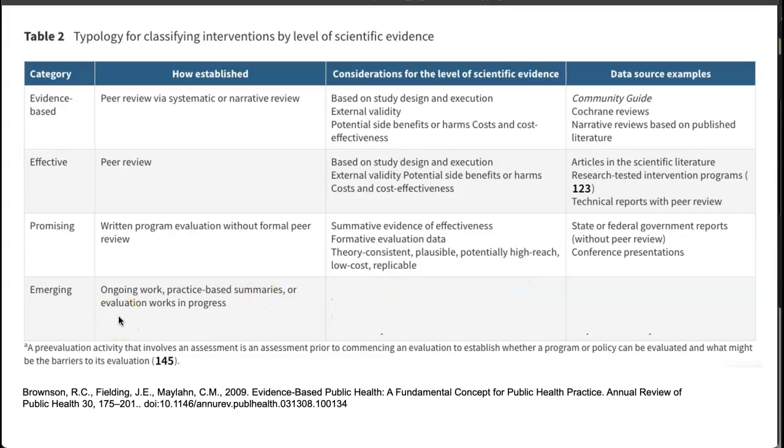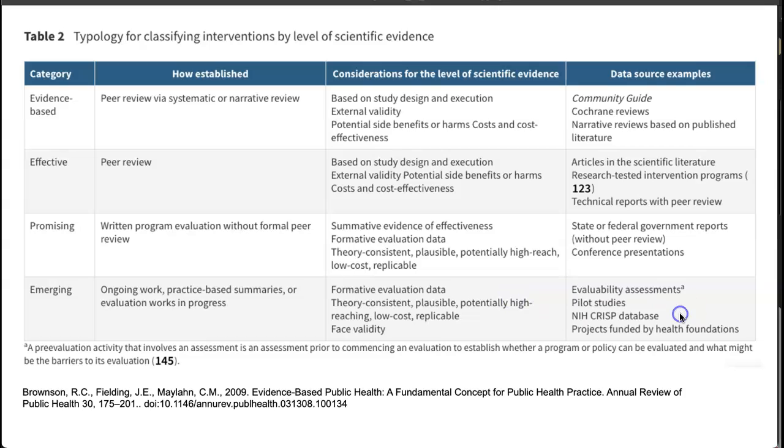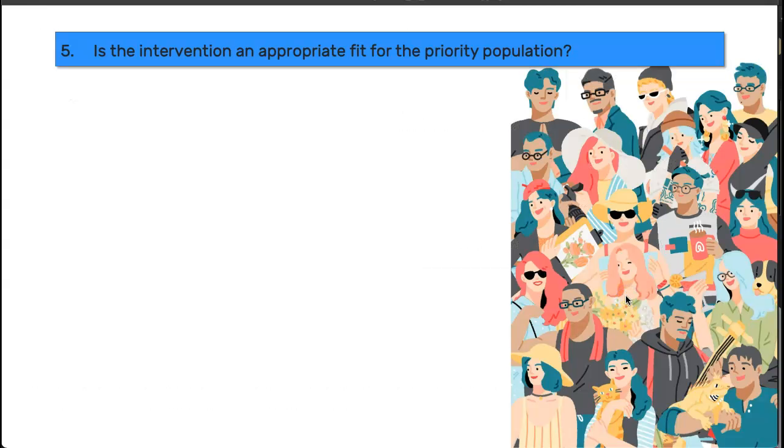And then the lowest category is called emerging. It's the least solid, secure option, but it's emerging. This is ongoing work, practice-based summaries, evaluations of work in progress. So pilot studies, projects funded by health foundations, things like that. So those are the different levels.